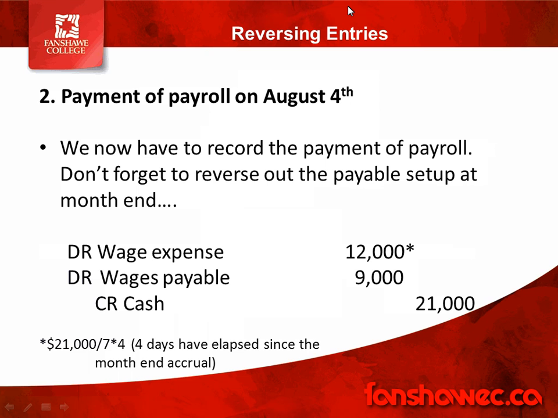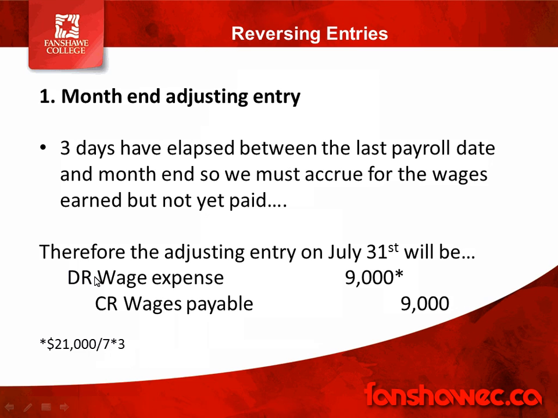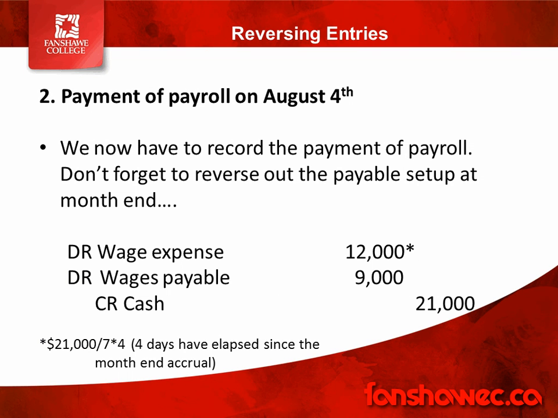Now what I have to do is record my debits. Well, back here at the end of last month, I set up a payable of $9,000. Well, if I pay my staff $21K, then I don't owe them this payable anymore, so I need to clear it out. So I'm going to credit cash for $21K, I'm going to debit wages payable for $9,000, and I'm going to essentially plug the difference to wages payable. Or sorry, I apologize, wage expense.